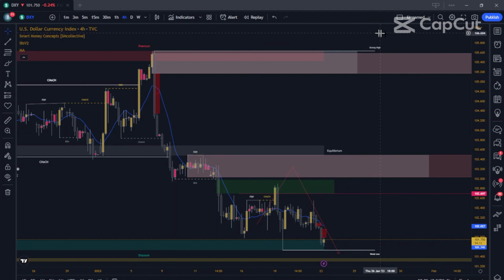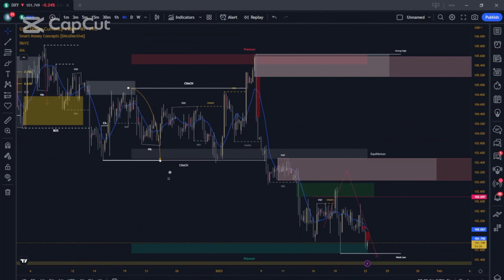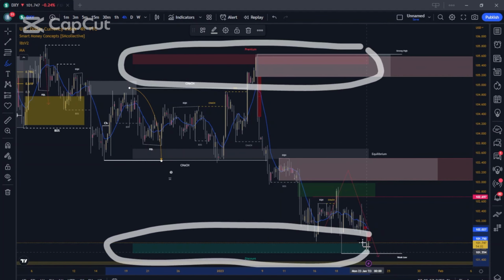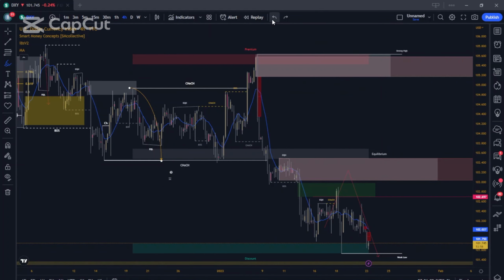Let's see what's going on in the markets though. Okay, we're currently on the 4-hour. I've added the indicator to show the premium and discount zones. And there's the EQ there. So it gives us all three if you want to see.